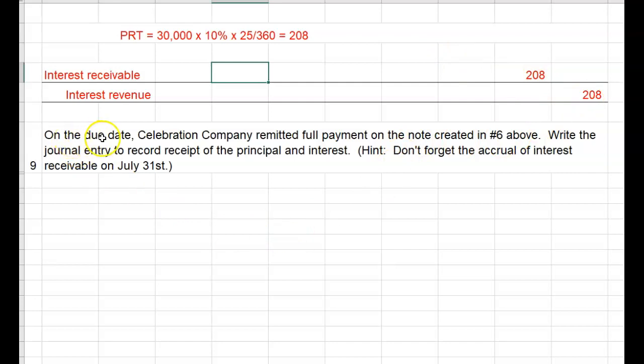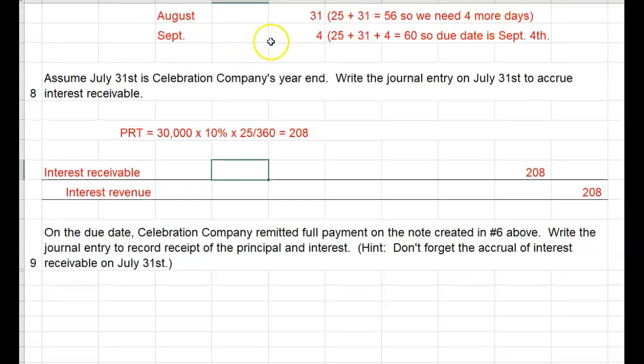Now, on the due date, which up here we calculated as September 4th, Celebration Company received full payment on the note created in number 6 above. That's the $30,000 note. Write the journal entry to record receipt of the principal and interest, and hint, don't forget that we already accrued $208 worth of interest receivable on July 31st.